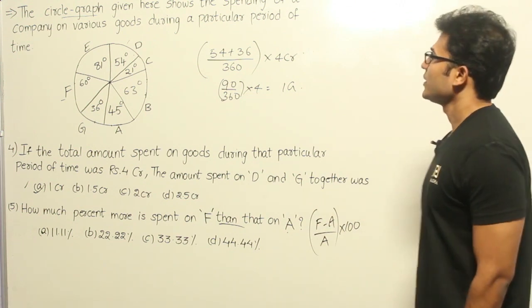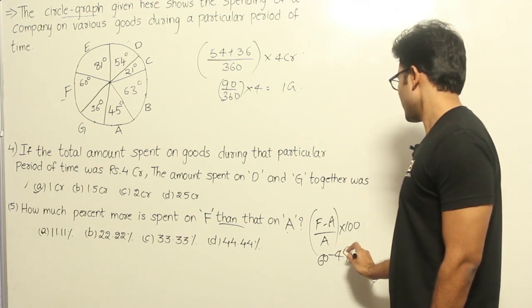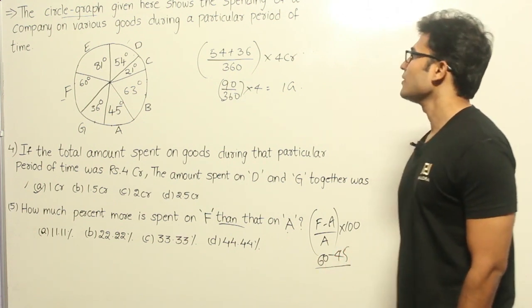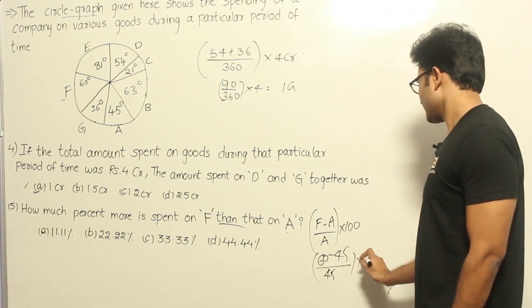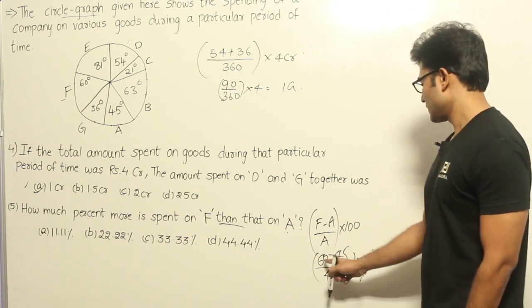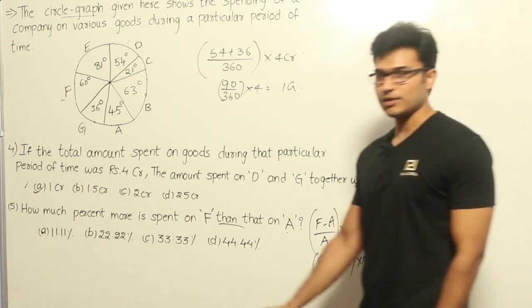Now what is F? F is given as 60 minus A is given as 45 divided by A, which is 45, into 100, right? So this is 15 by 45, which means 1 by 3. 1 by 3 into 100 is 33.33%.